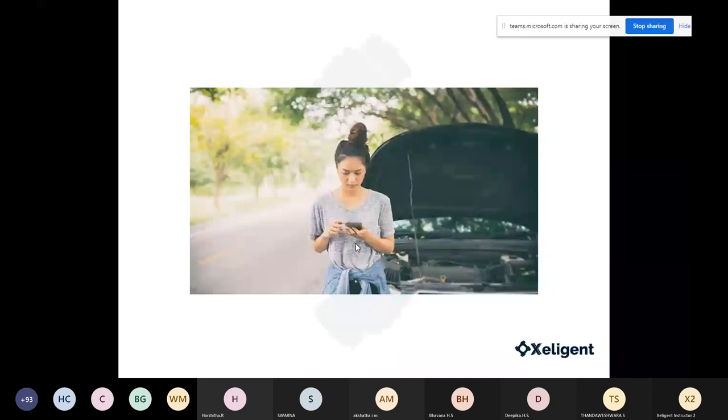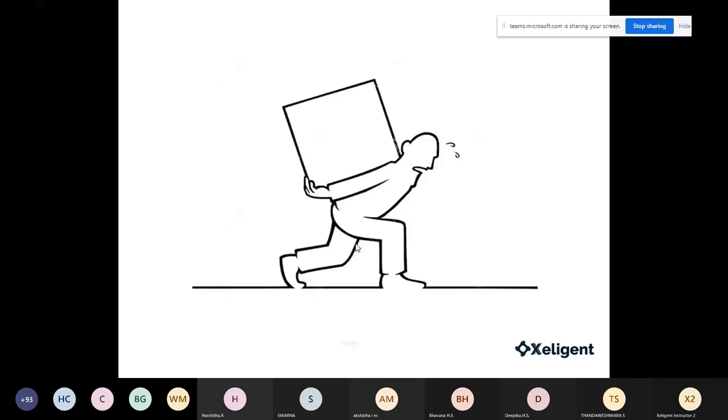Now, what do you infer from this? You could see a person, that's a diagrammatic representation, but still you can assume a person is carrying a load. Okay, so that's what we can observe. But what can be the inference? Shifting, okay. Good inference. That is, he might be shifting.